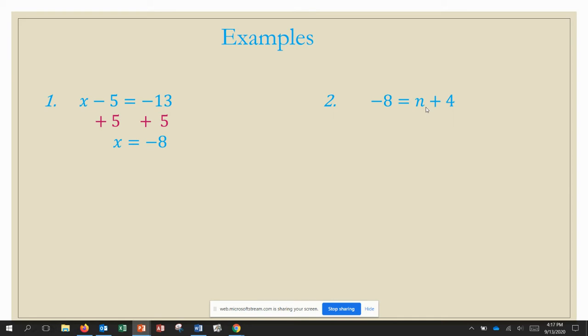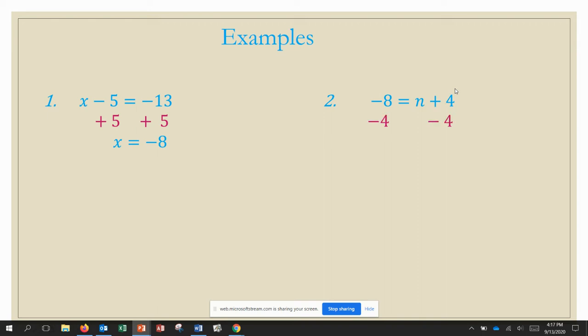Same thing. So for number 2, we have negative 8 equals n plus 4. Our problem doesn't change just because our variable is on the right-hand side. We still want to isolate this variable, but now we have to undo addition. Well, if we undid subtraction by addition, we'll undo addition by subtraction. What do we need to do to this positive 4 to get an n by itself? Well, we need to subtract 4.